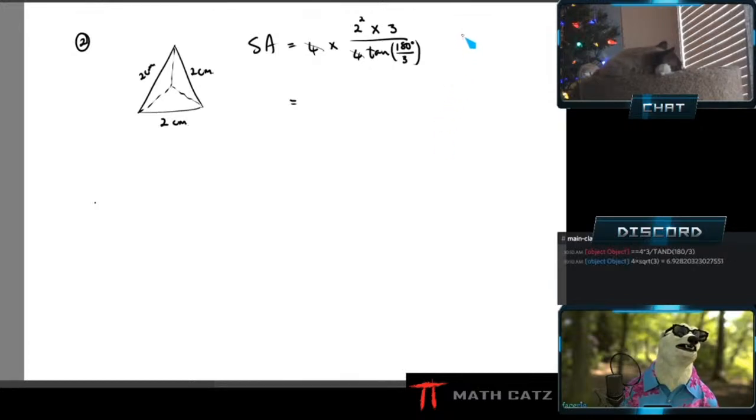Get 6.9282 centimeters. That does not look like a 2.